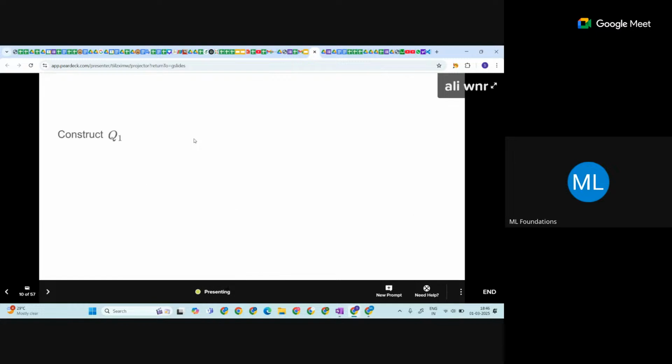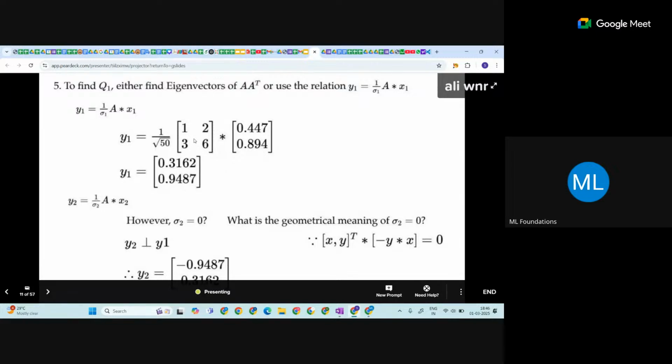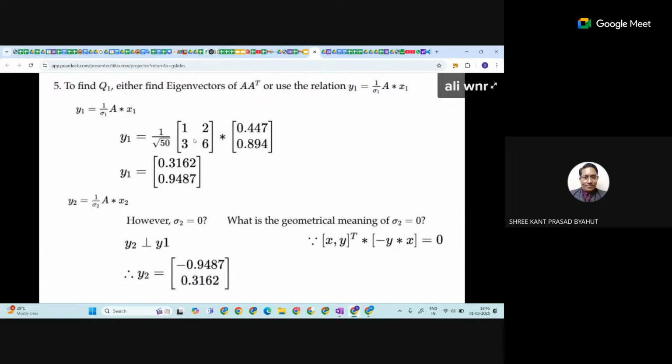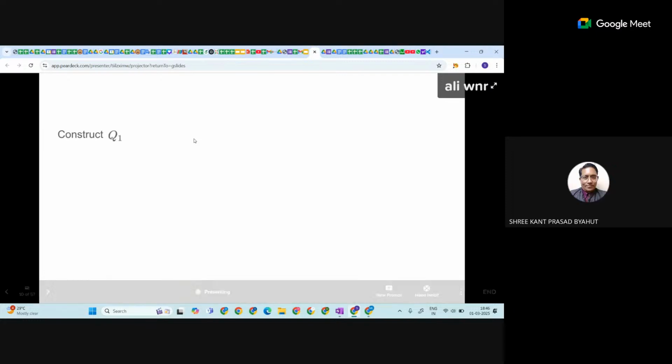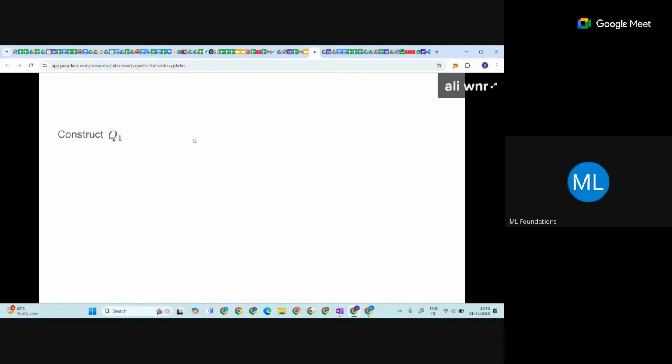Let all of you do it first. Without doing this point, just all of you try it and let me know what is going to be Q1. Which one should we follow? This one, 1 by sigma 1 A star. So all of you first try. Just construct Q1, whatever you know.